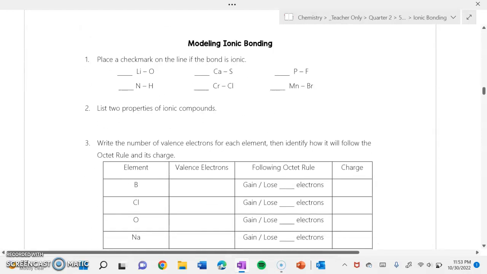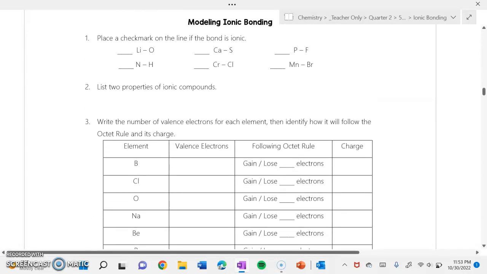Let's look at modeling ionic bonding. On number 1, you're just going to use that property that ionic bonds are made of a metal and a nonmetal. So use your periodic table and find the ones that are made of a metal and a nonmetal.